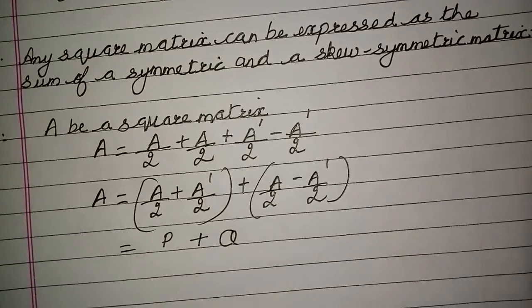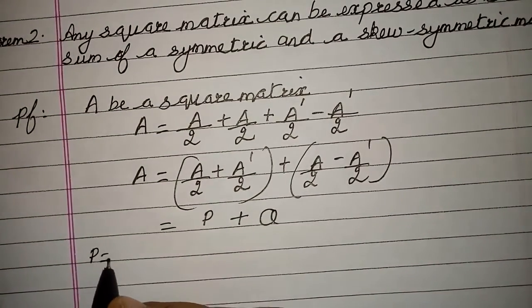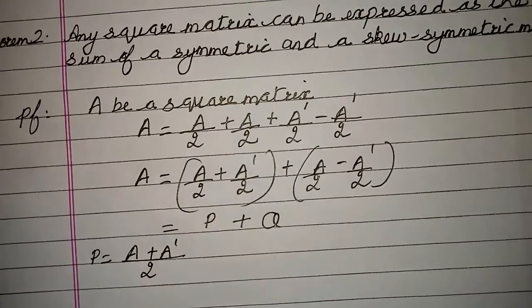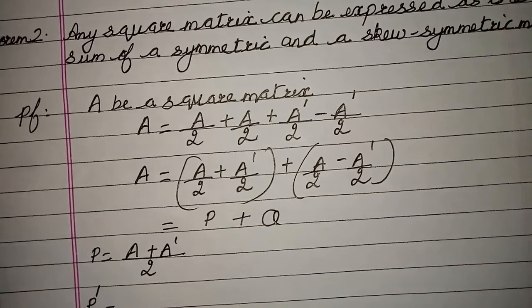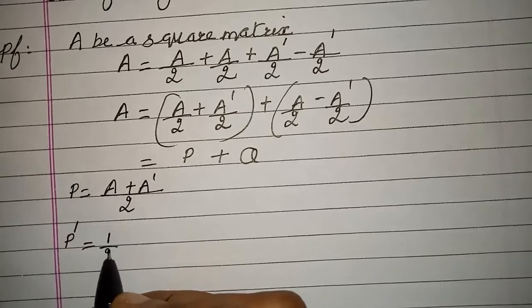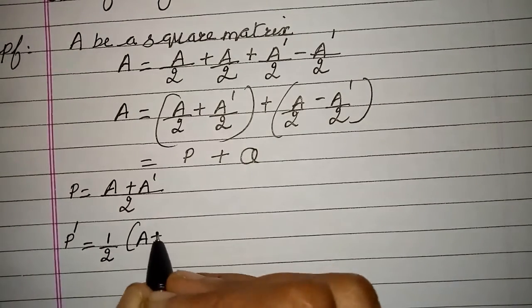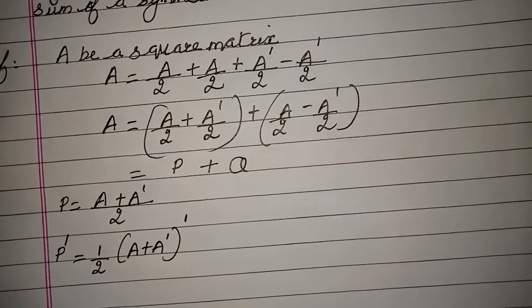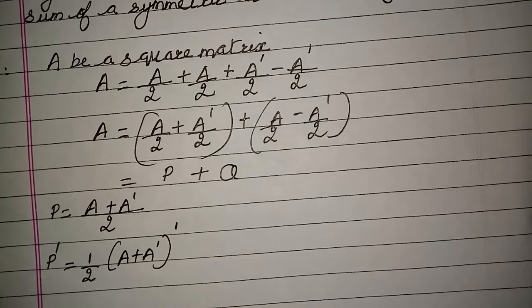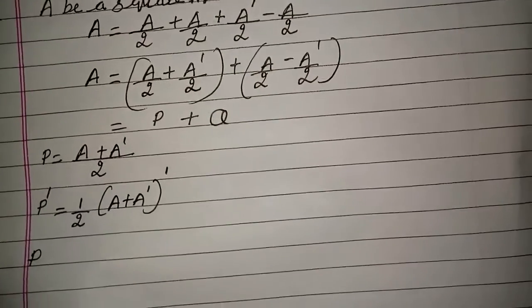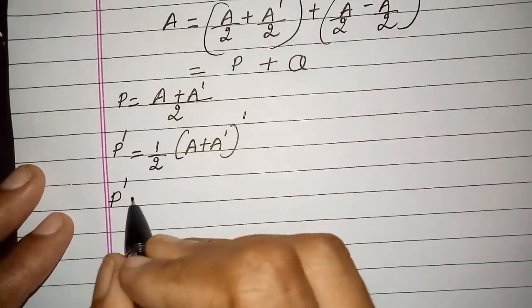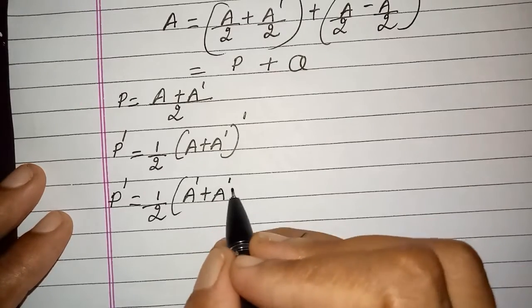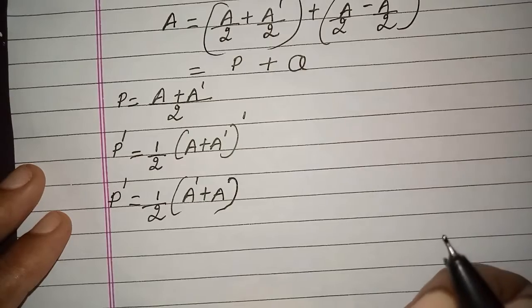So let us check. Let's start with P, just as we did in the previous proof. P is, if you want, I can write it with the half common like this, children. Next step, P dash will be equal to half, which will be pulled outside, so it will be A plus A dash transpose, right? Property of K: transpose of K times A is K times A transpose. So now P dash is equal to half of A dash plus A transpose transpose. So that will be A, children, right? Property of transpose of a matrix.